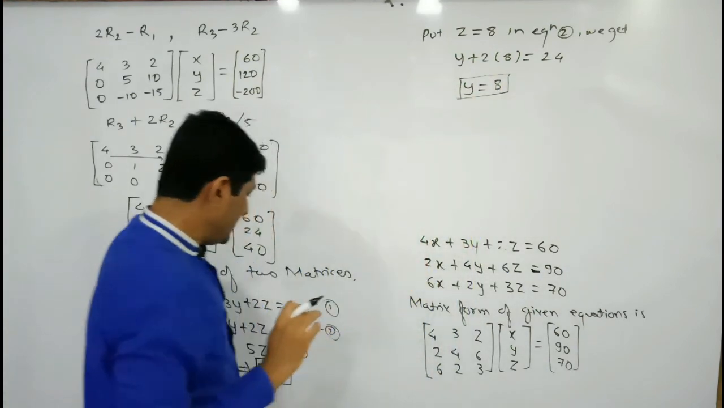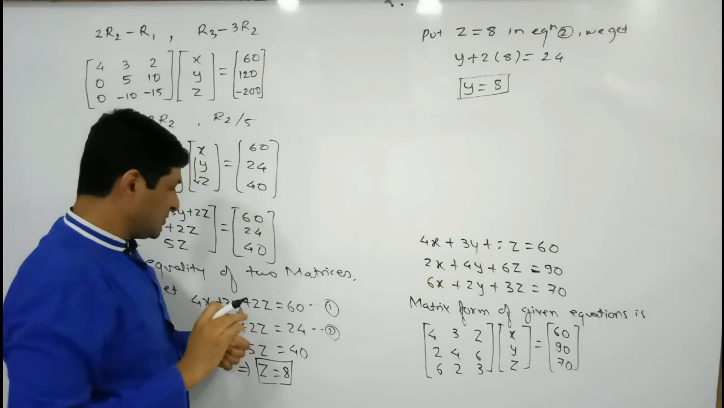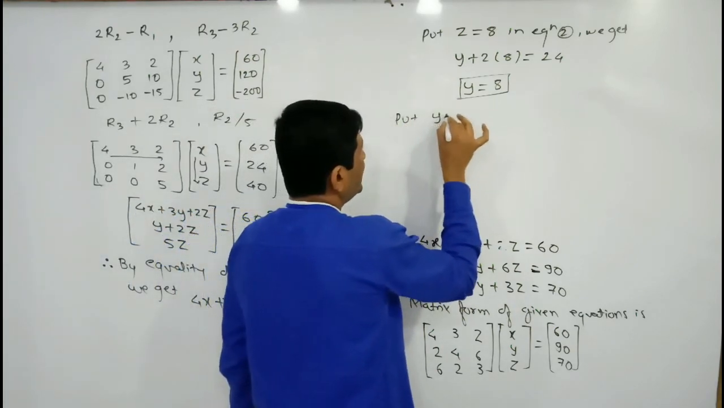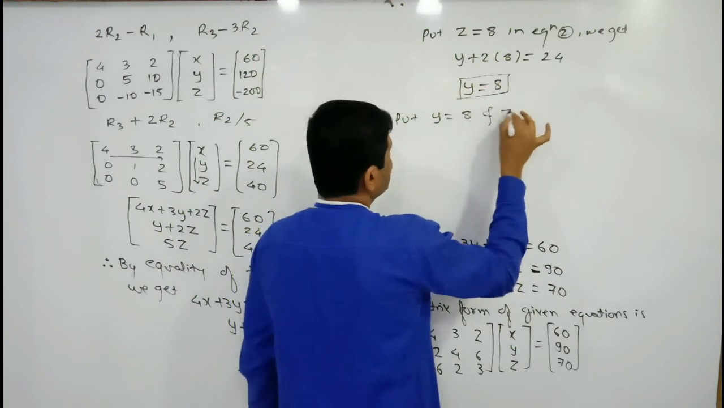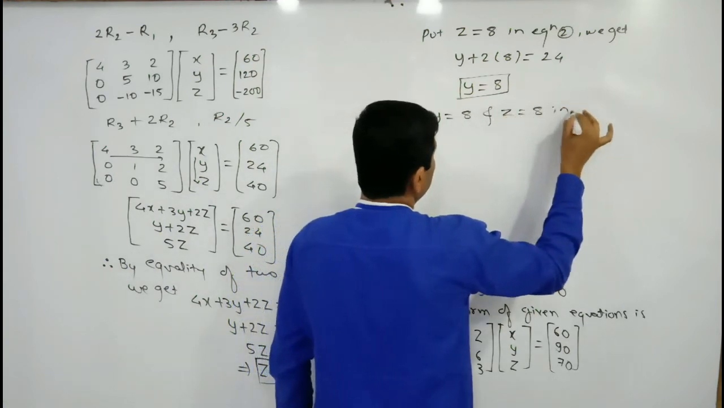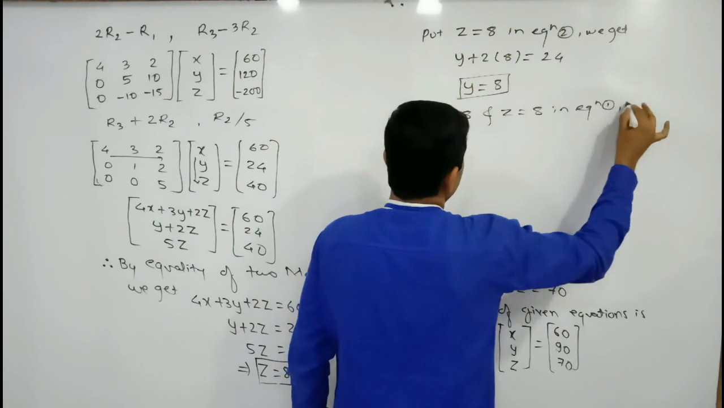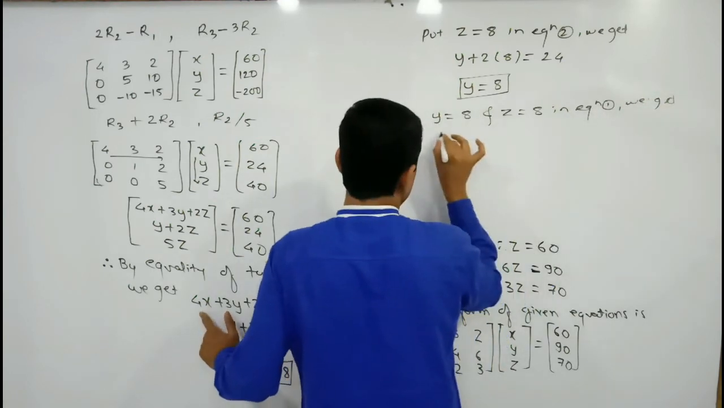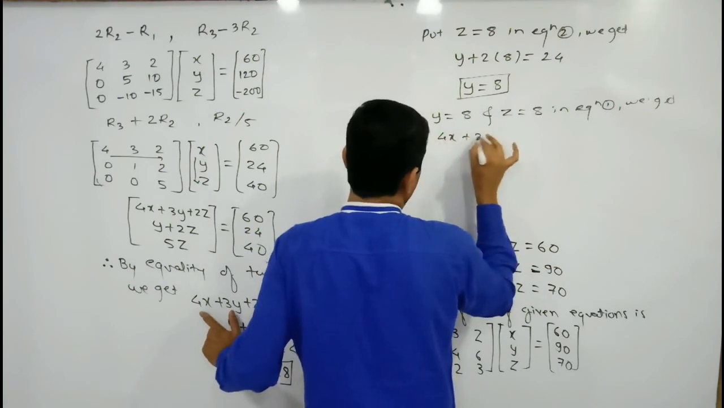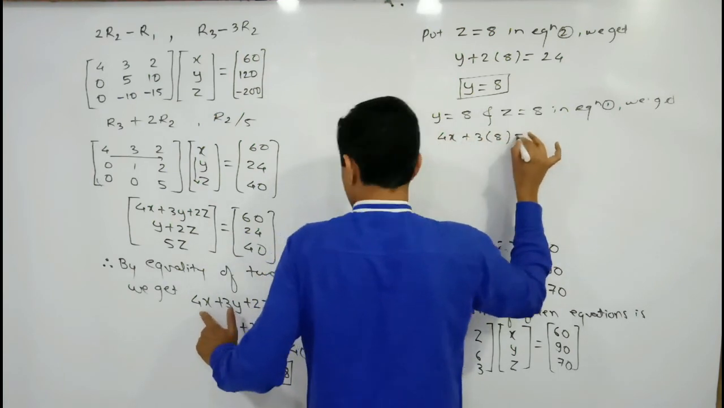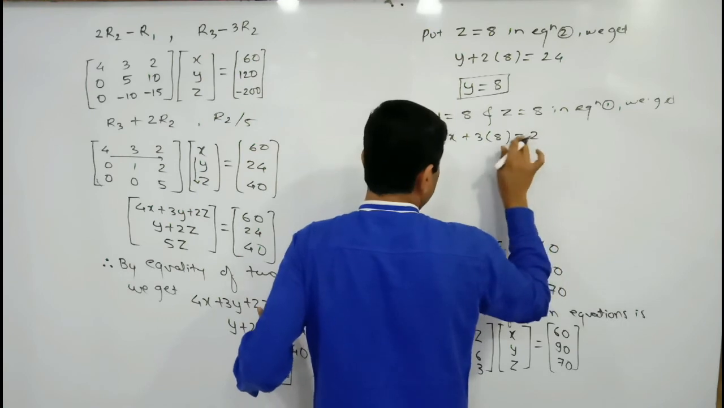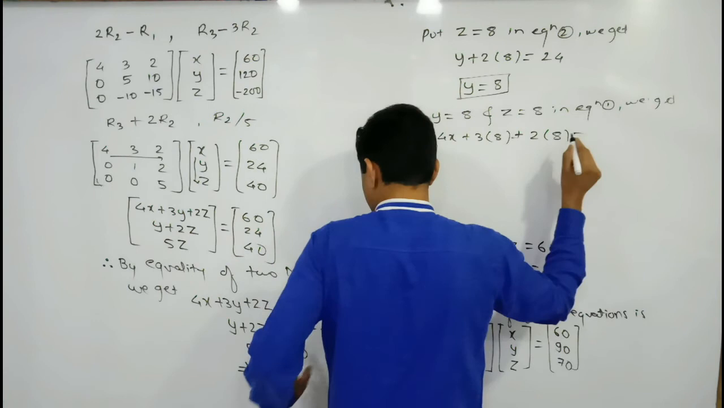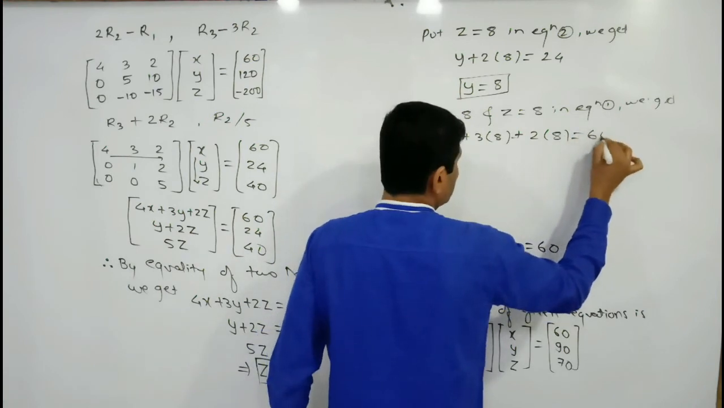Once the values of y and z are known to us, substitute these values in equation number first. So put y equal to 8 and z equal to 8 in equation first. Let us see what we will get here. So here 4x, keep it as it is, plus 3 into y, y means 8, plus 2 into z, z is also equal to 8, and the value on the right hand side will be equal to 60, keep it as it is.